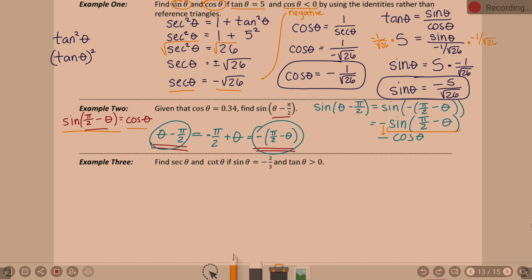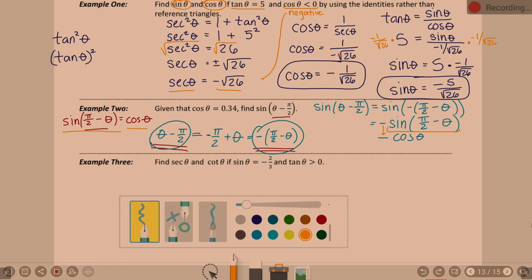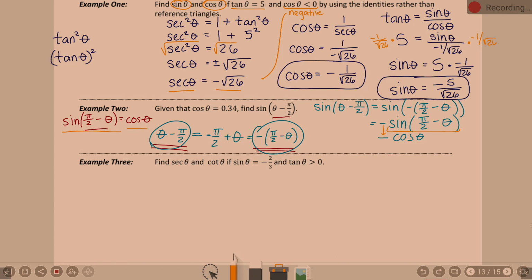What do we know about cosine theta? What do we know about cosine theta? It's equal to what? 0.34. So what do we know negative cosine theta is going to be equal to? Negative 0.34. Now we're just carrying that negative down again. It's going to be equal to negative 0.34.